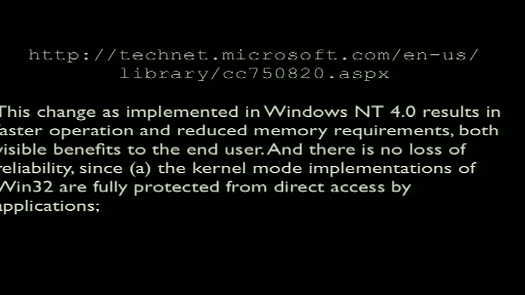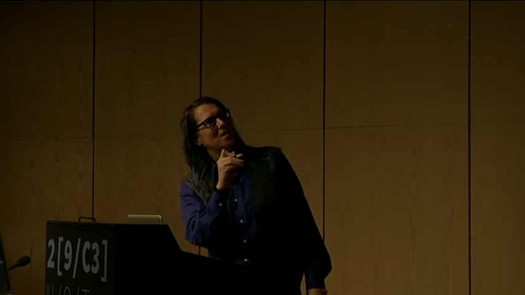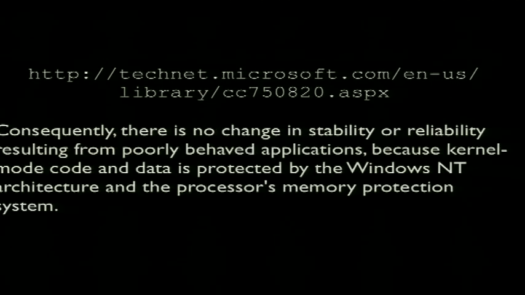Anyway, it goes to great lengths to argue that there's no security problems that are introduced by moving all of the font rendering code up into the kernel. It's like, yeah, the kernel mode implementations of Win32 are fully protected from direct access by applications. Right. And, oh yeah, processes can't write the memory locations occupied by kernel code, right? Anyway, so consequently, there's no change in stability or reliability. Oh, there's even more. Hang on a second.